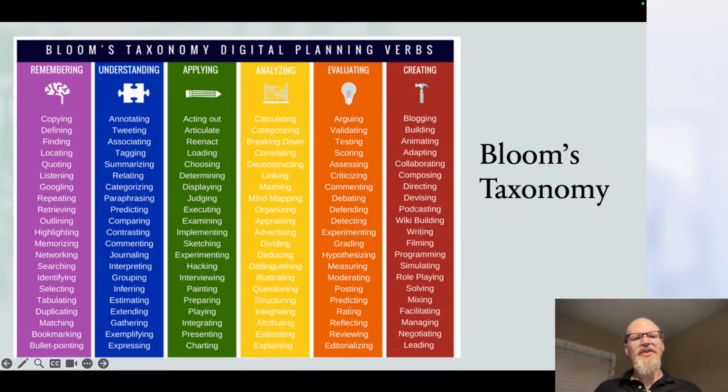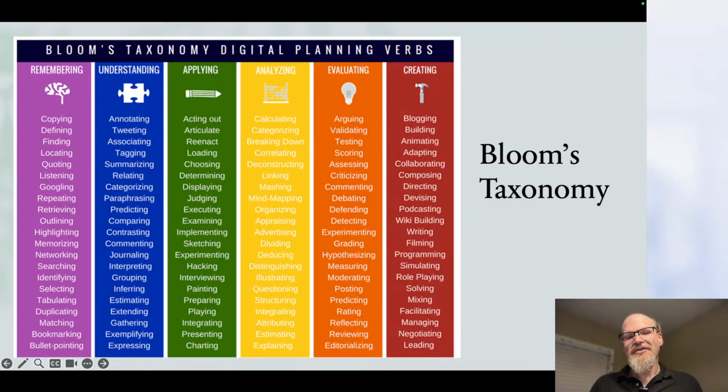So starting from the left there, you go from kind of the most basic form of processing, just being able to regurgitate information back, to on the right, the most in-depth, creating something, creating a new way of thinking about something. And the words that are in each of those boxes are the sorts of things that you would use when describing the activity you're asking someone to do. So on the creating end, it's things like blogging, building, animating, adapting, filming, writing, podcasting, streaming could go in there. On the left, you've got things like copying, defining, finding.